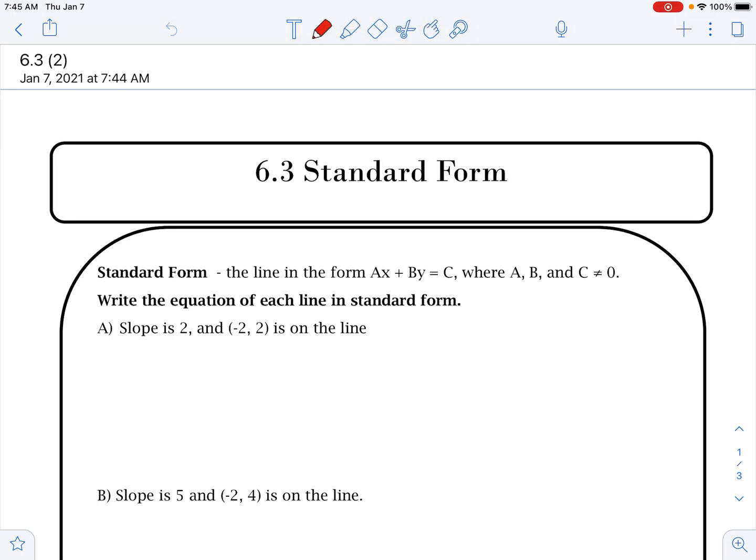As we go through it, what we're going to talk about is standard form, which we've seen before. So that's just ax + by = c. It's just saying we want to get x and y on the same side.